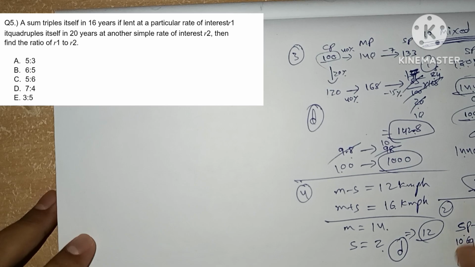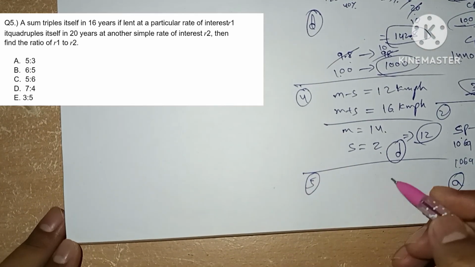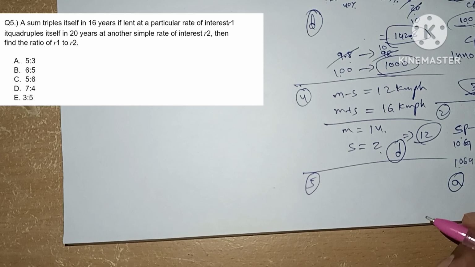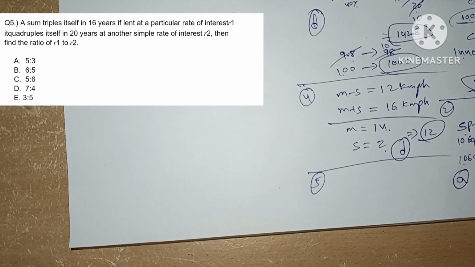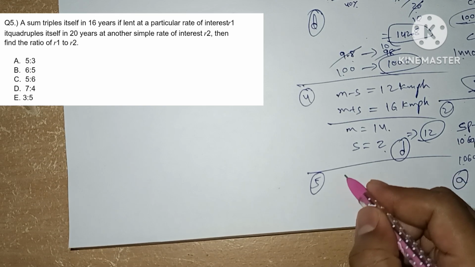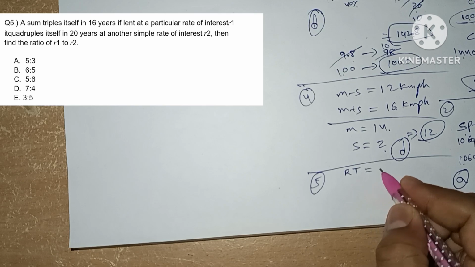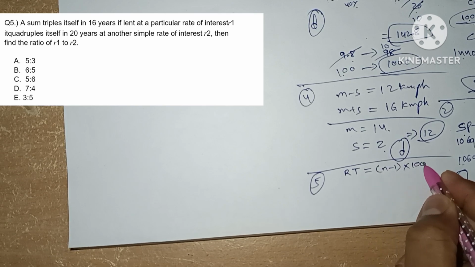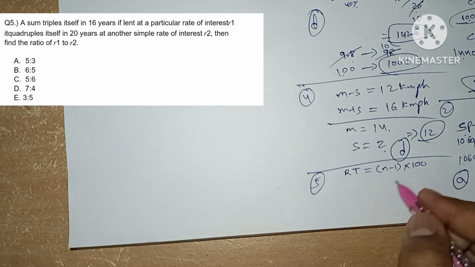Now we are going to see question number 5. The fifth question is from simple interest. A sum triples itself in 16 years if it is lent at a particular rate of interest R1. If it quadruples itself in 20 years at another simple rate of interest R2, then find the ratio of R1 to R2. This is the question asked. It is simple interest, and we see it triples itself and again quadruples itself. For this type of question, we have a formula which is R into T equals (n minus 1) into 100.